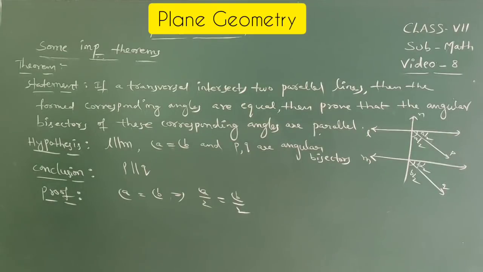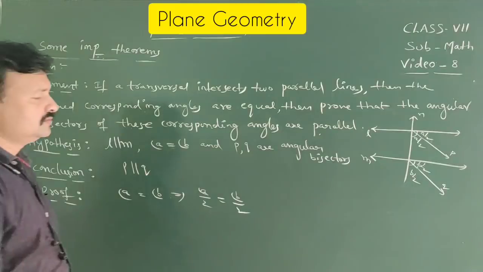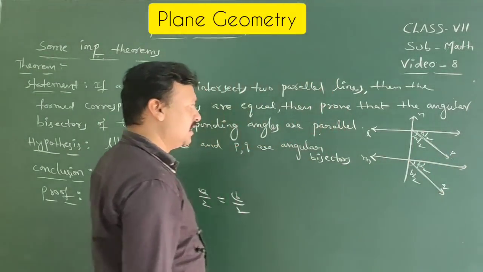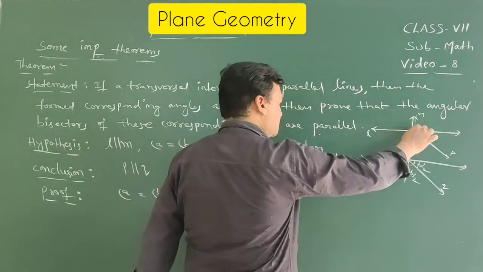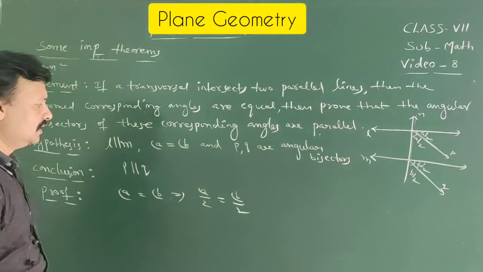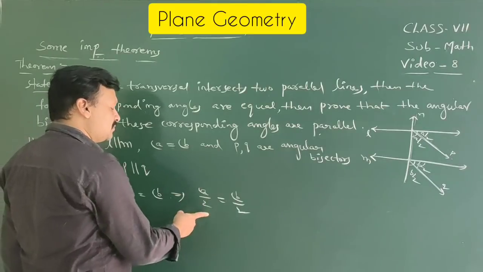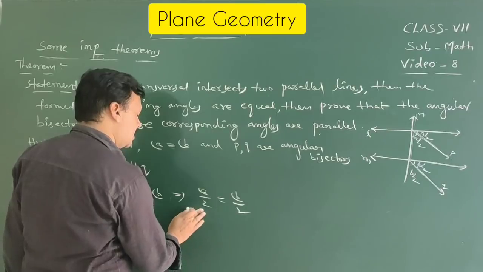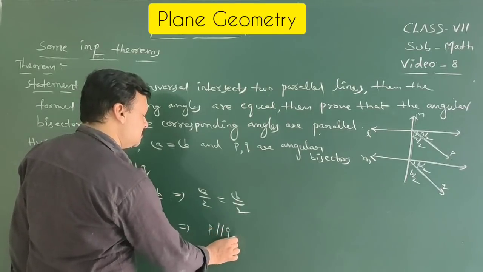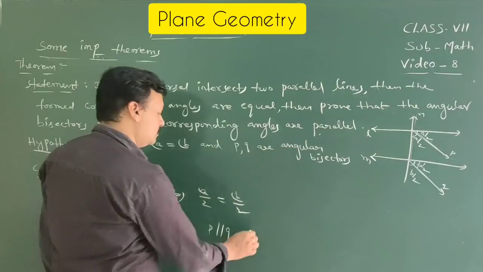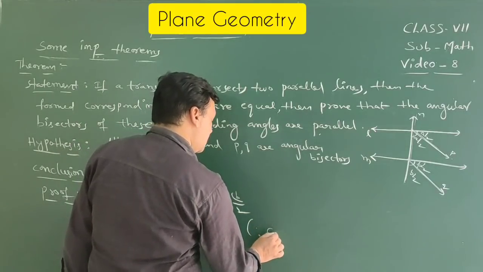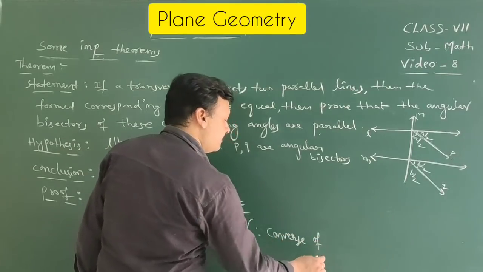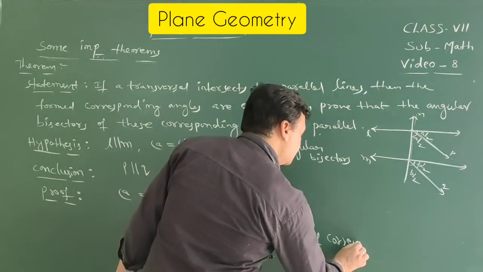Now, what are angle A by 2 and angle B by 2? Two lines in a plane intersected by a transversal, then the formed alternate interior angles or corresponding angles are equal, then the lines are parallel. So, P is parallel to Q, by the converse of the corresponding angles axiom.